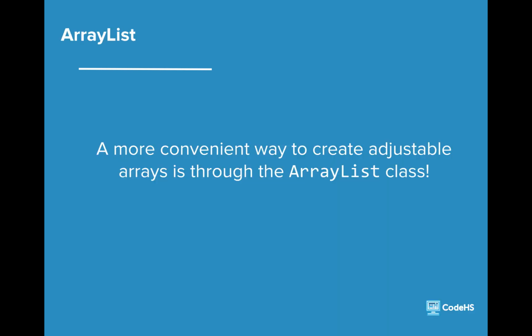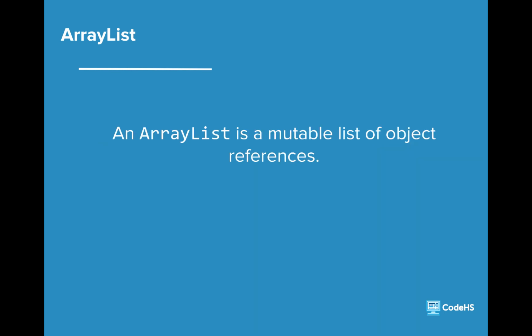A more convenient way to create adjustable arrays is by using the ArrayList class. ArrayLists are similar to arrays, except that they are a mutable list of object references. As we learned previously, mutable means that the size and elements of an array list can be adjusted and changed.